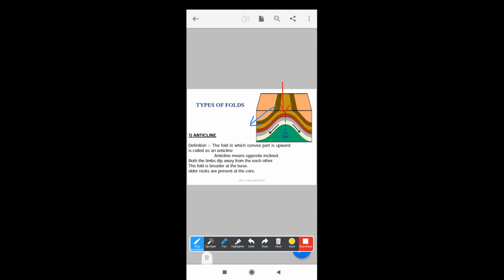Now, where is the older rock? Where is the core in this diagram? Which part shows the core part? I have explained in the last lecture. Core is the center of the fold. So, which color indicates the core part? Can you tell me? Anybody? Which color indicates the core of this fold?